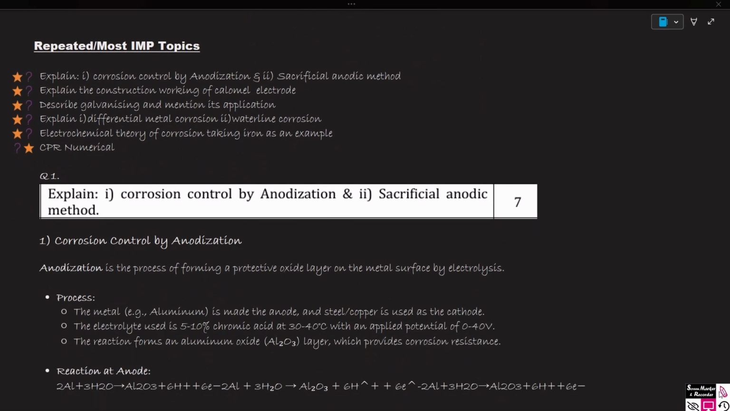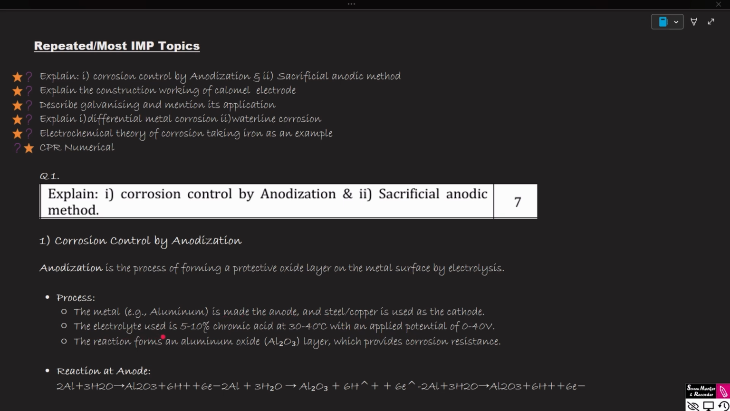So corrosion control by anodization. Anodization is the process of forming a protective oxide layer on the metal surface by electrolysis. So it forms a protective oxide layer on the metal by electrolysis. Here the process has 3 steps. The metal, example aluminum, is made the anode, and the steel or copper is used as cathode.